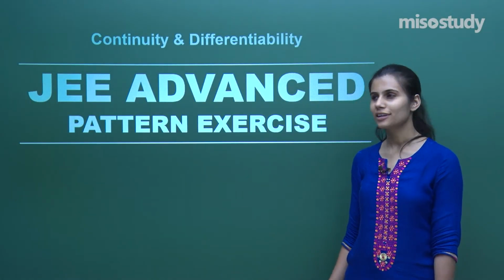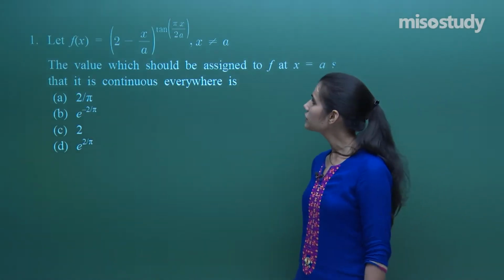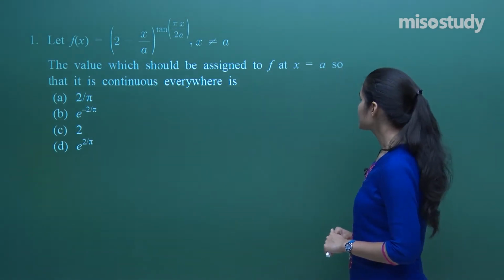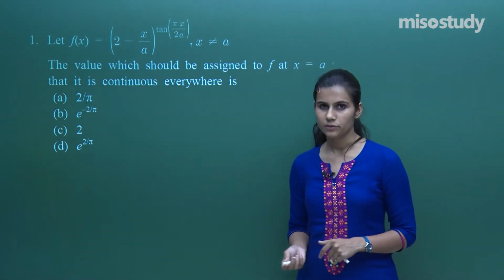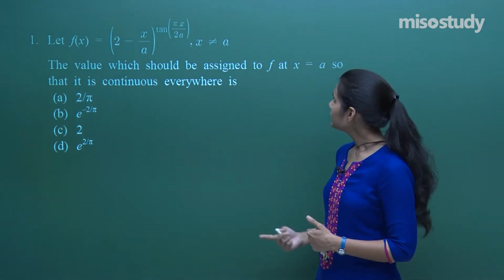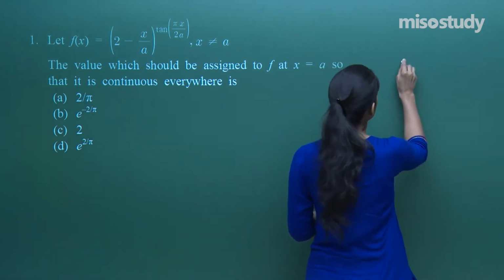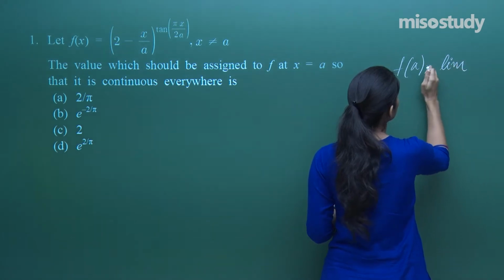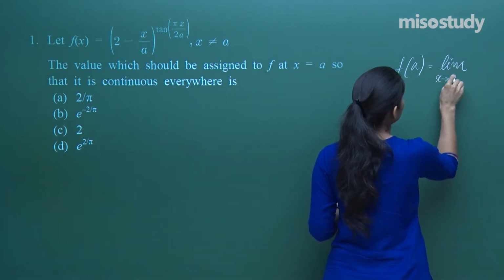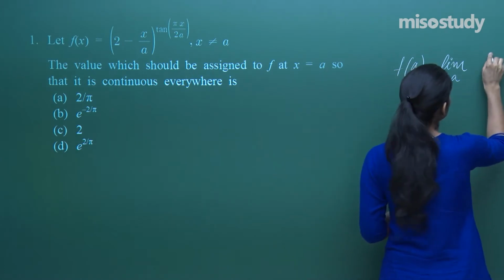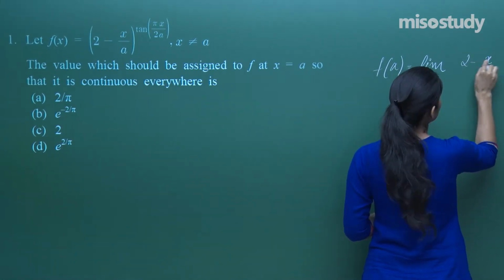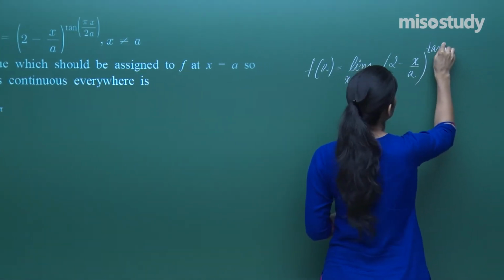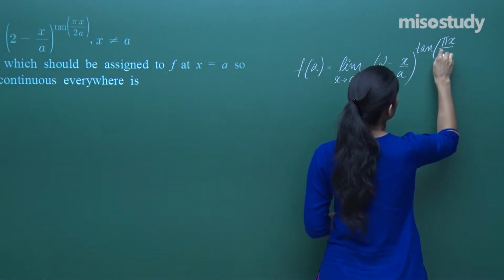Okay guys, let's begin the discussion of the questions. First question is giving you the value of f, x is not equal to a, the value which should be assigned to f at x equals a so that it is continuous everywhere. Okay, so for it to be continuous, what do we need? F of a should be equal to limit x tends to a f of x, and f of x is what? 2 minus x upon a whole to the power tan of pi x by 2a.